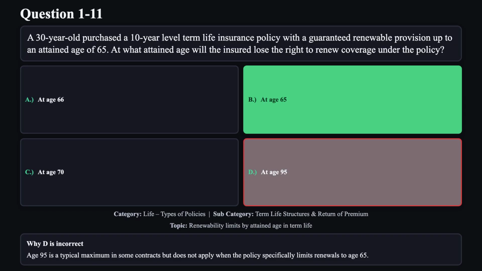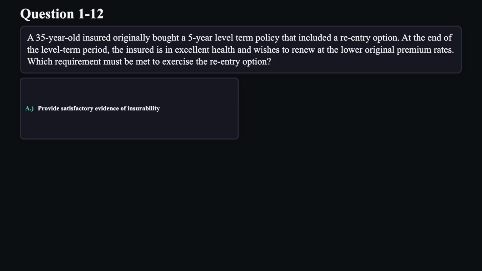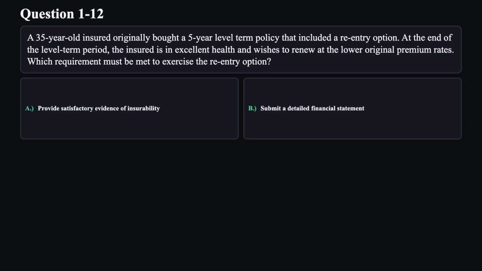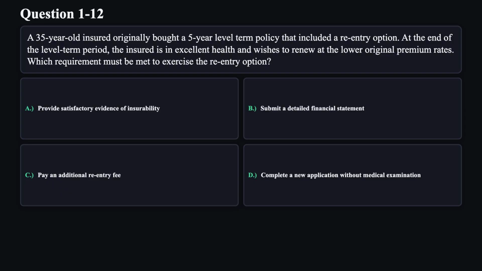Question 12. A 35-year-old insured originally bought a 5-year level term policy that included a re-entry option. At the end of the level term period, the insured is in excellent health and wishes to renew at the lower original premium rates. Which requirement must be met to exercise the re-entry option? A. Provide satisfactory evidence of insurability. B. Submit a detailed financial statement. C. Pay an additional re-entry fee. D. Complete a new application without medical examination.